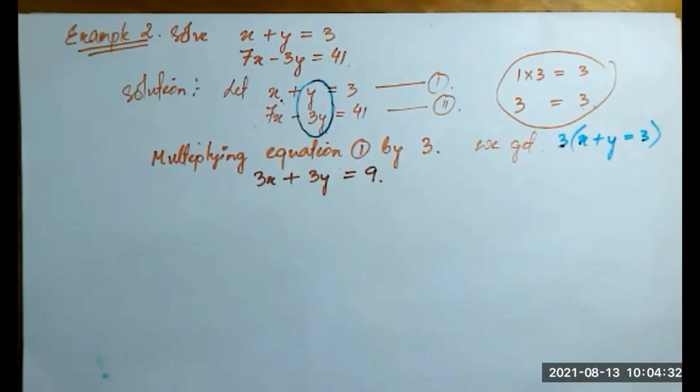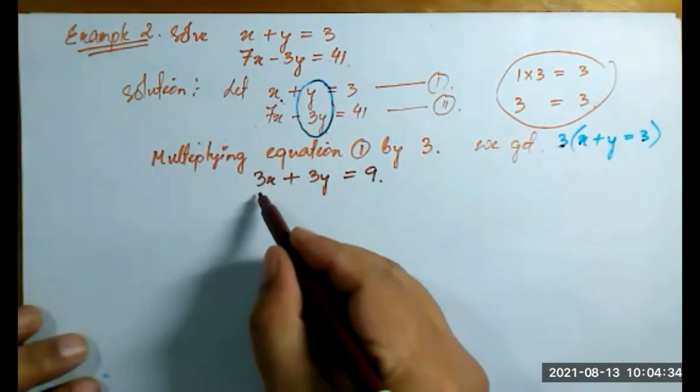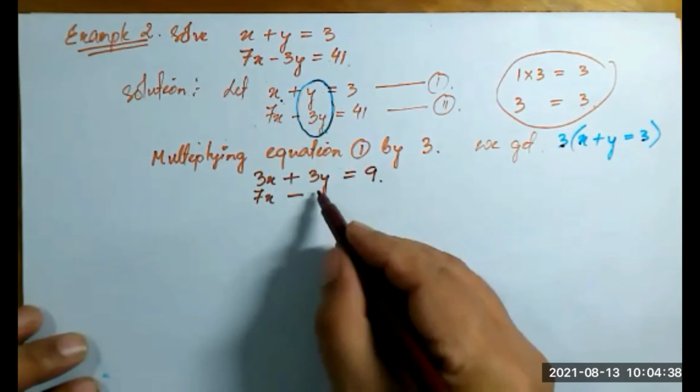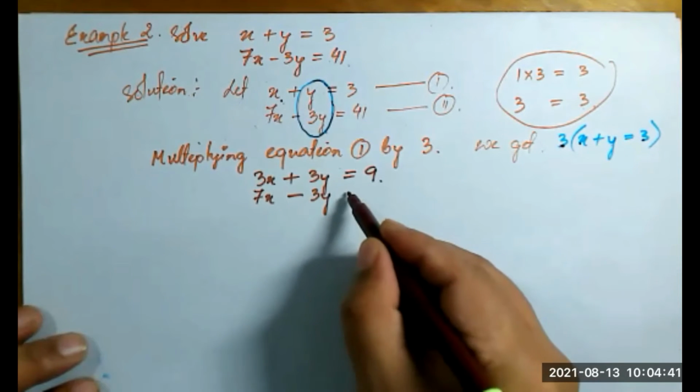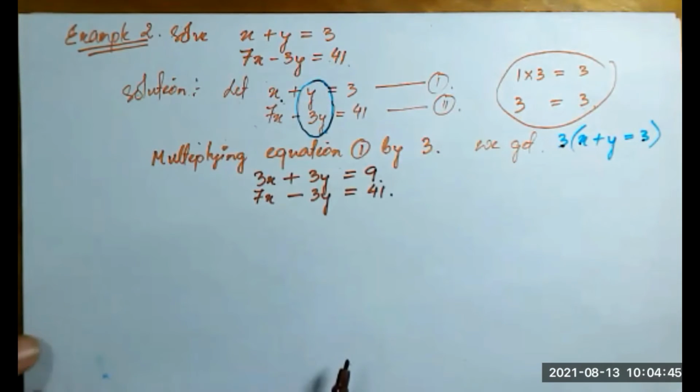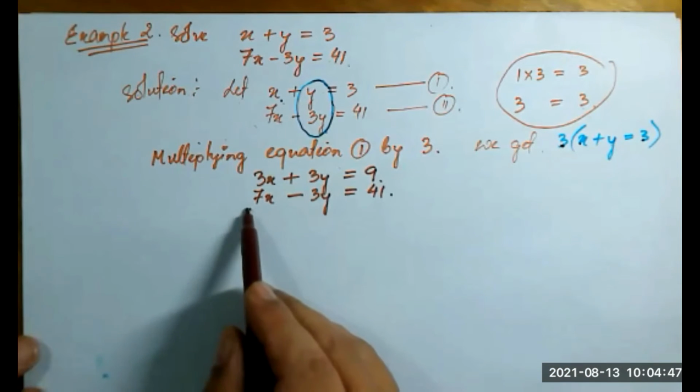And equation number 2 too, you can just write it down. 7x minus 3y is equal to 41. Let's just underline it.